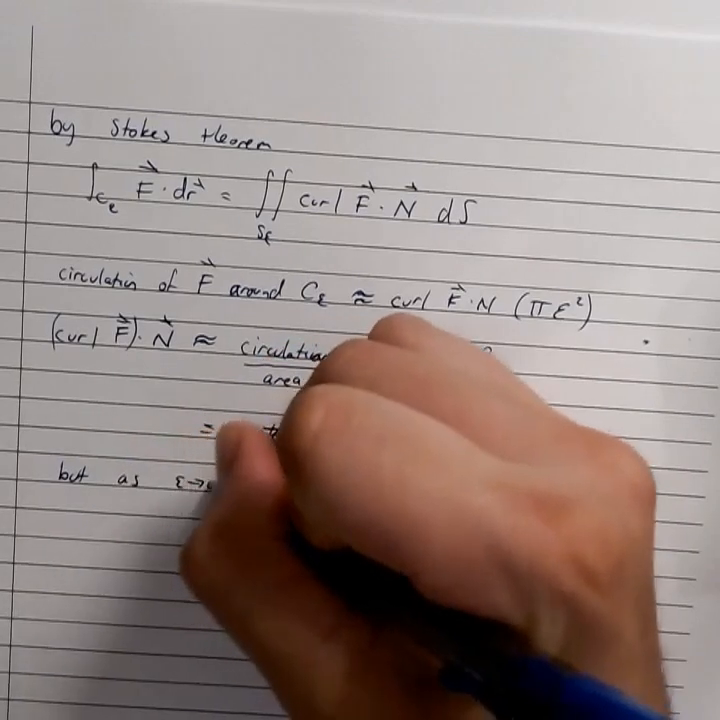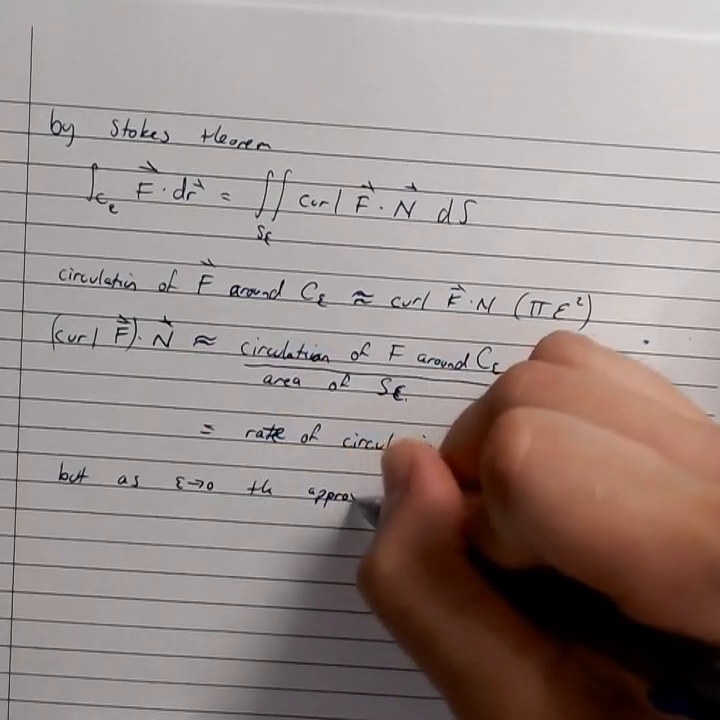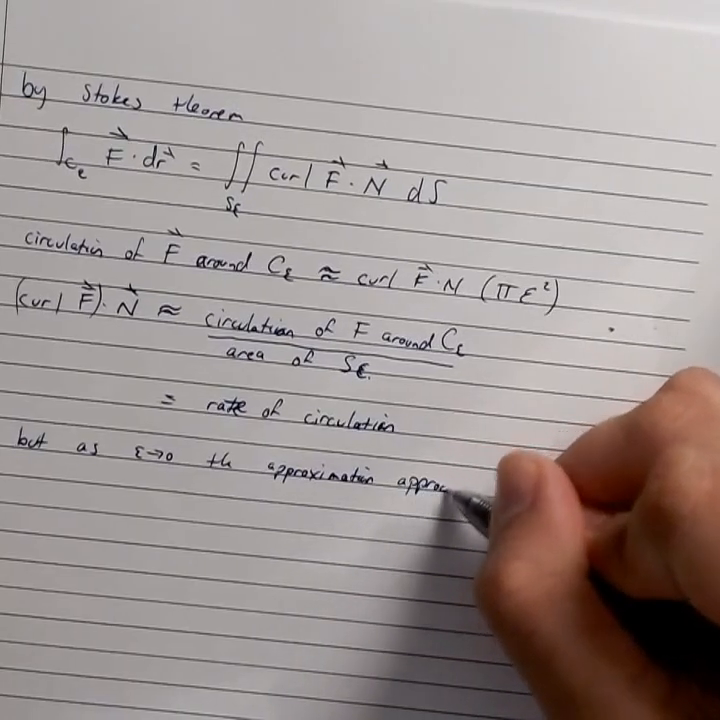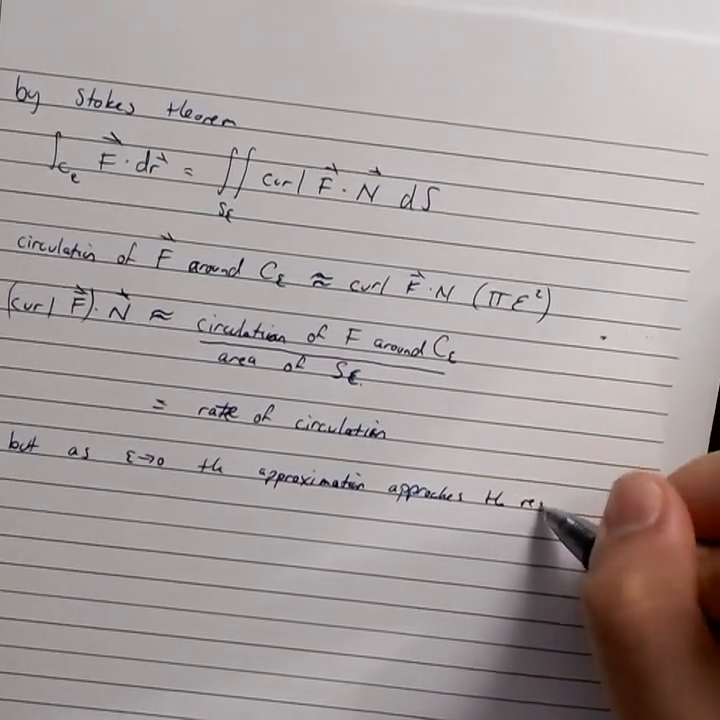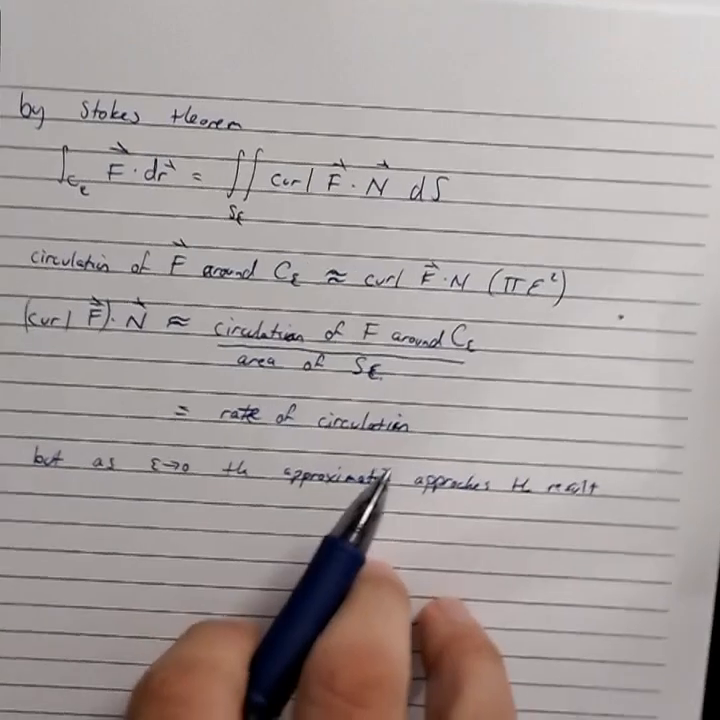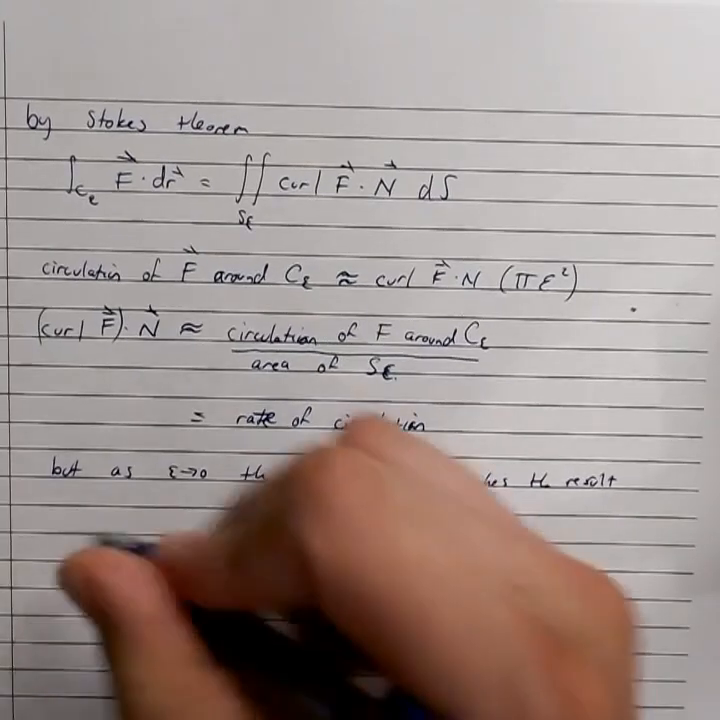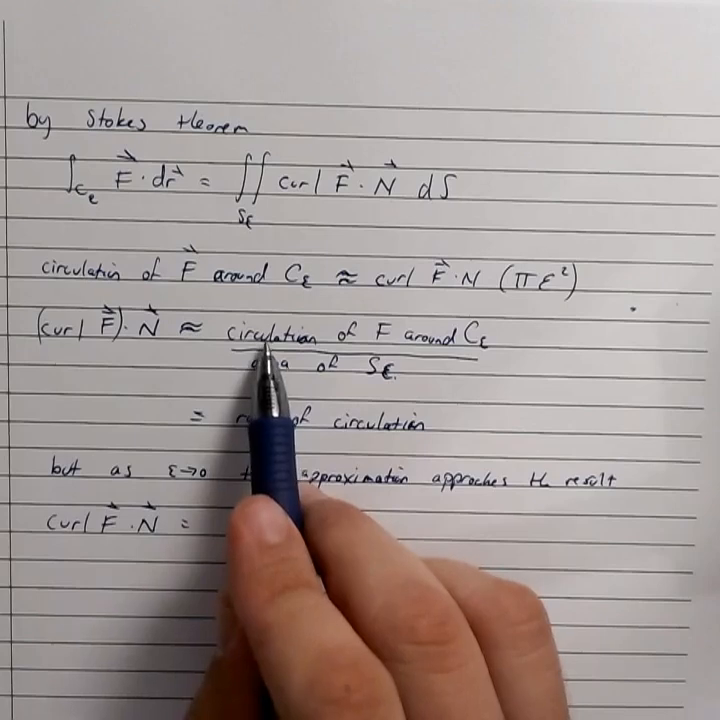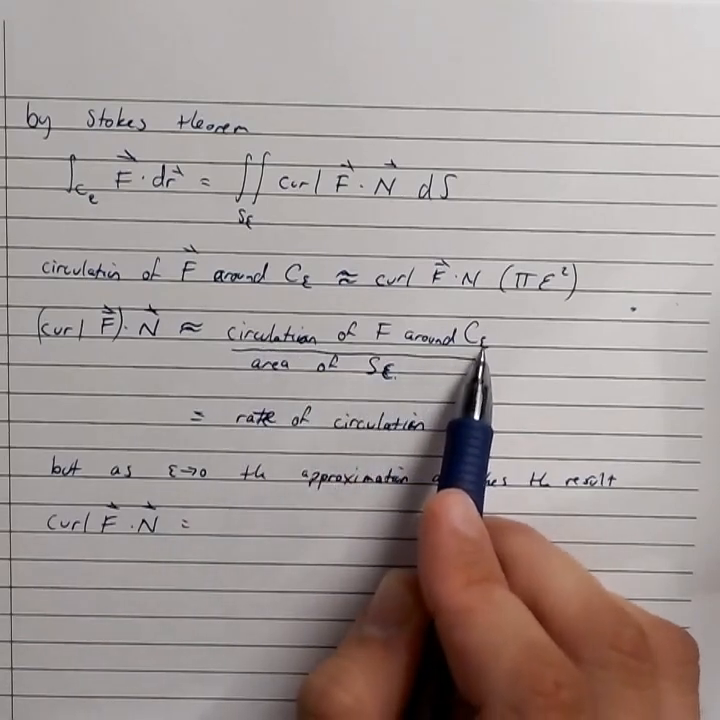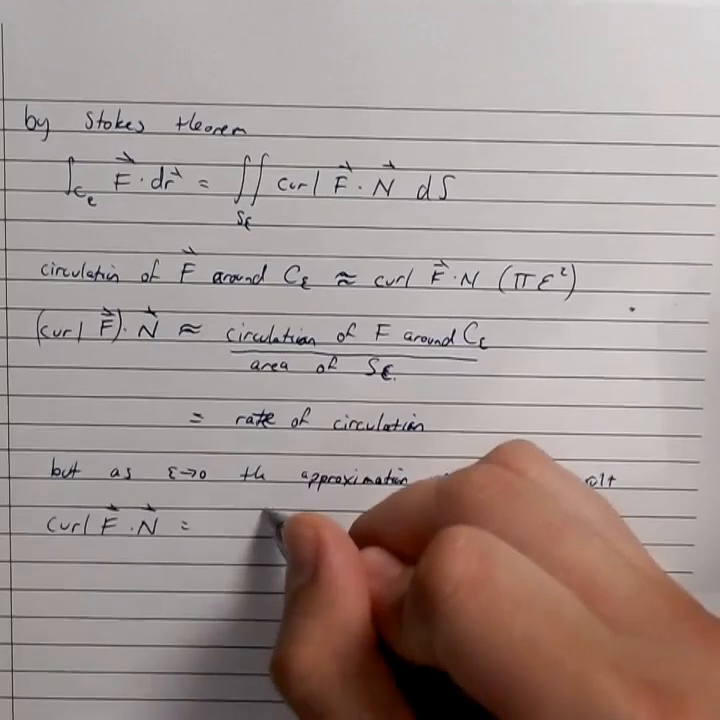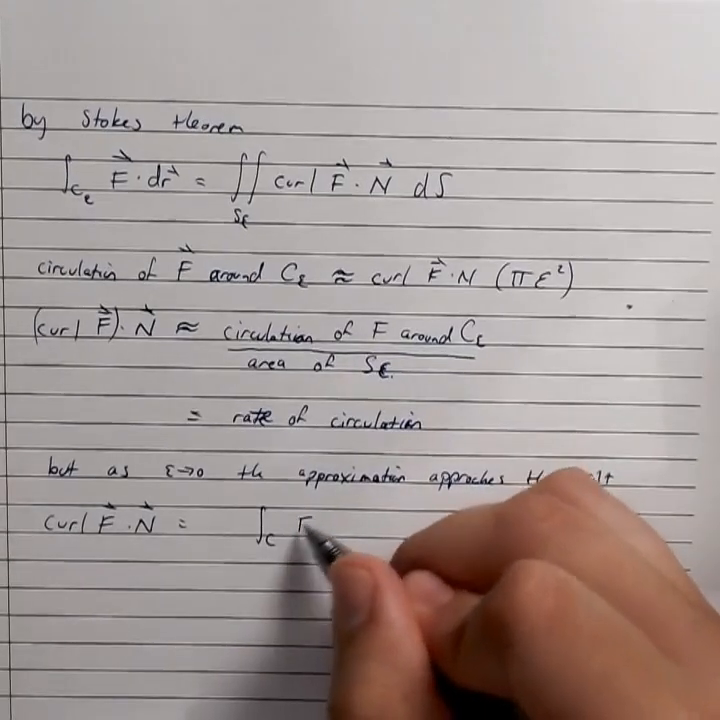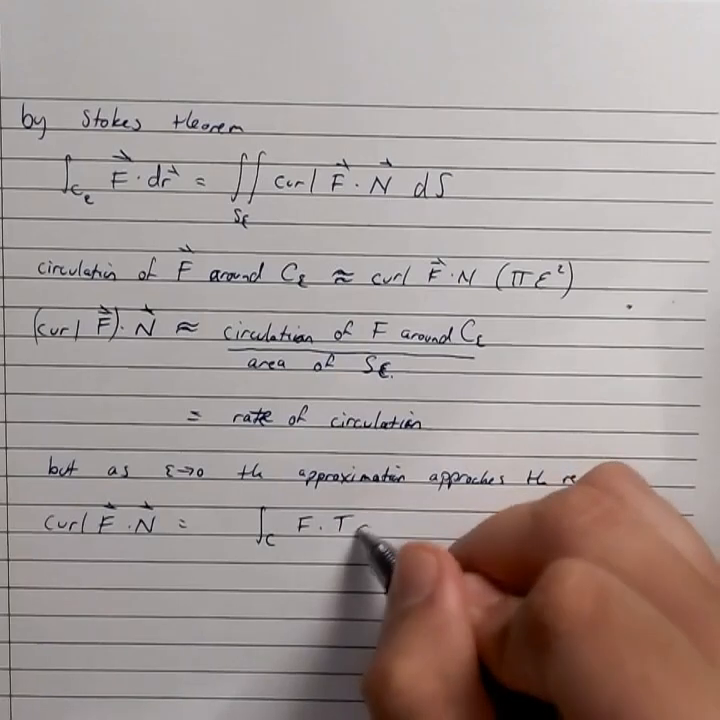as epsilon shrinks to 0, the approximation approaches the result. The smaller epsilon is, the better the approximation is, until the point where it's no longer an approximation. So that gives us that the curl of f dot n is equal to the circulation of f around C sub epsilon, but as epsilon goes to 0, that's going to be around every point of my curve. Or in other words, as we saw at the beginning, that's denoted as the line integral over C of f dot T ds.